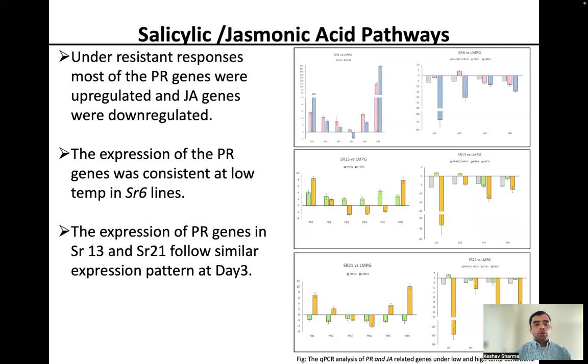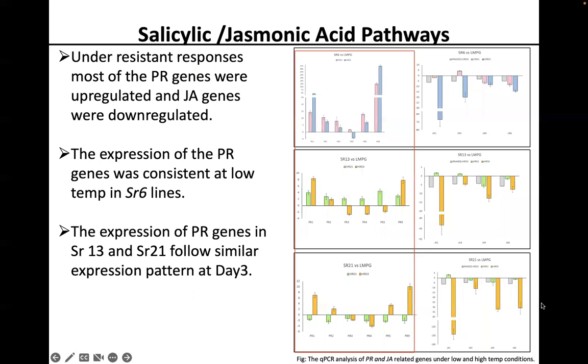We have also tested some genes associated with the resistance mechanisms, such as the salicylic and jasmonic acid pathways, through qPCR. Under resistant responses, most of the PR genes were upregulated and JA genes were downregulated. As you see here, circled in red, these are all the PR genes for SR6, SR13, and SR21. They are upregulated in most of the conditions. However, JA genes are downregulated in most of the conditions.